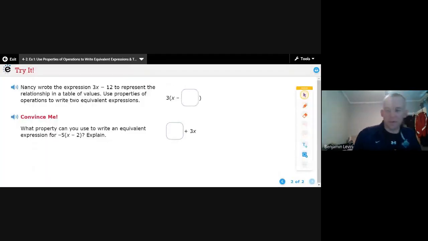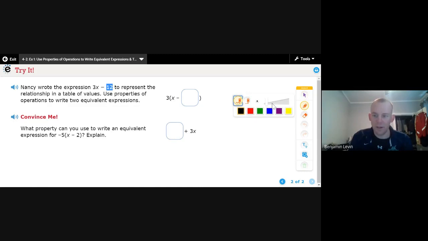Now it's going to ask us to do one. Nancy wrote the expression 3x minus 12 to represent the relationship in a table of values. Use the properties of operations to write two equivalent expressions. All right, so the first one it's going to ask us to distribute, or really the opposite of distribute. We're going to pull out the 3, okay? So if we're going to pull out the 3 and put it outside parentheses, we really divided, right? We had 3x, and we divided this by 3 to pull it out outside. So if we divided that by 3, let's divide 12 by 3. That's going to give us what goes inside.